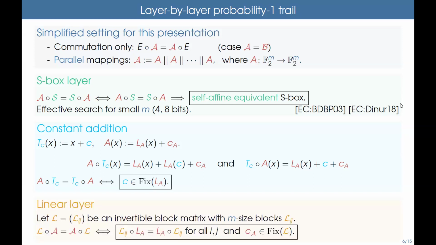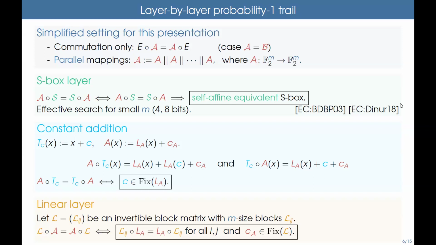And finally, regarding the linear layer, we can just look at our linear layer as a block matrix with blocks of the size of our S-box. And the commutation relation between our linear layer and our affine mapping just sums up to commutation of the subblocks with the linear part of our affine mapping. And we also have a condition on the constant because A is affine and not linear. So basically, with this single slide, we have everything we need in order to build a probability 1 commutative trail. So now what we need is a candidate.